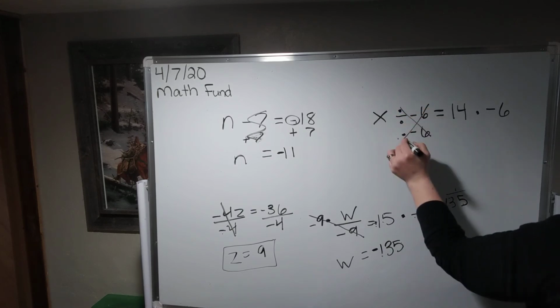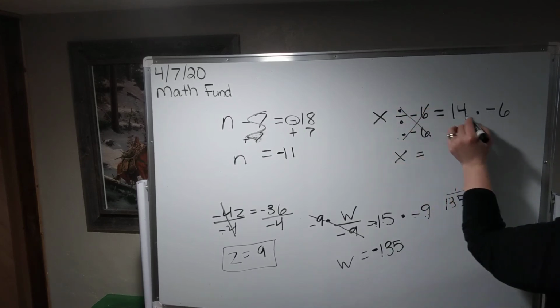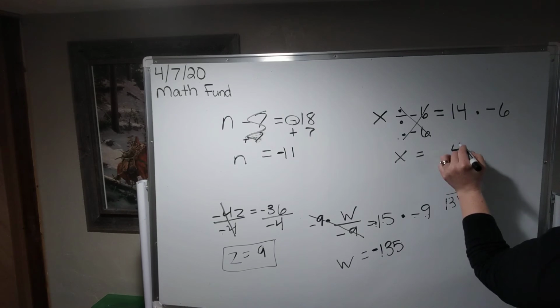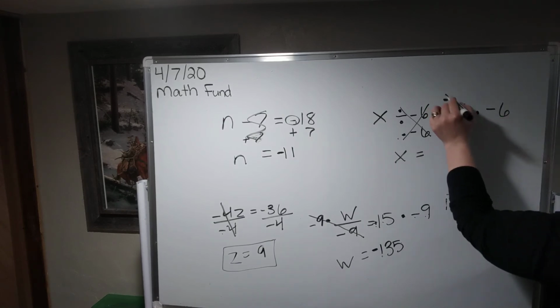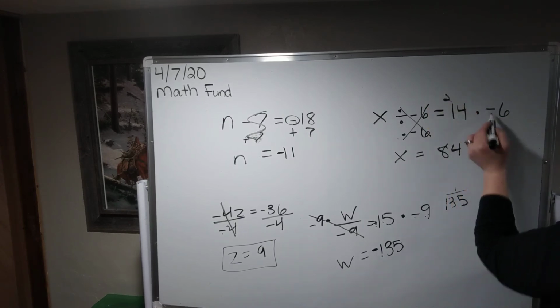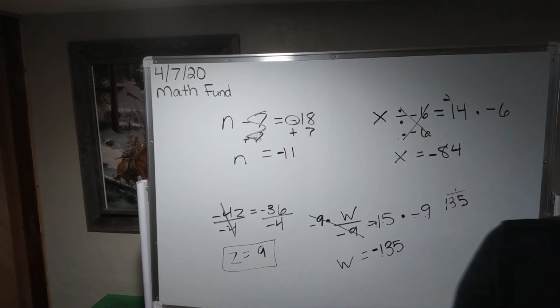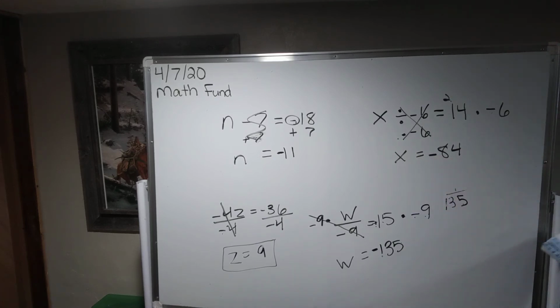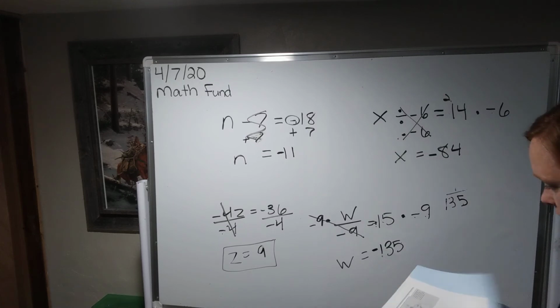So we're going to multiply, I'm going to do it like this, times negative 6. So these will cancel, and we have x equals 14 times 6. 6 times 4 is 24, 6 times 1 is 6, 7, 8. So 84, and we have a positive and a negative, so my answer has to be negative. So x equals negative 84.